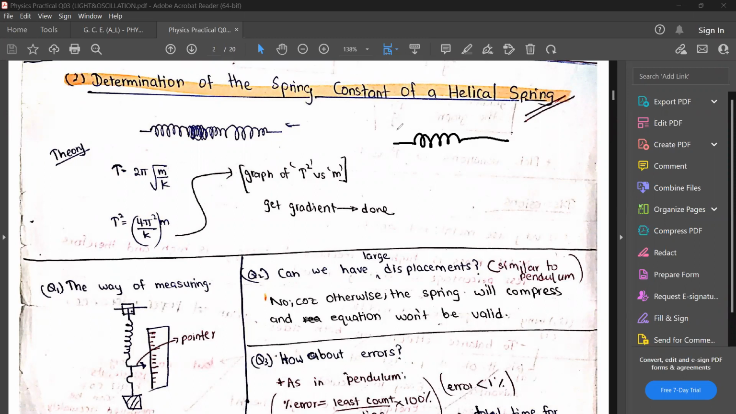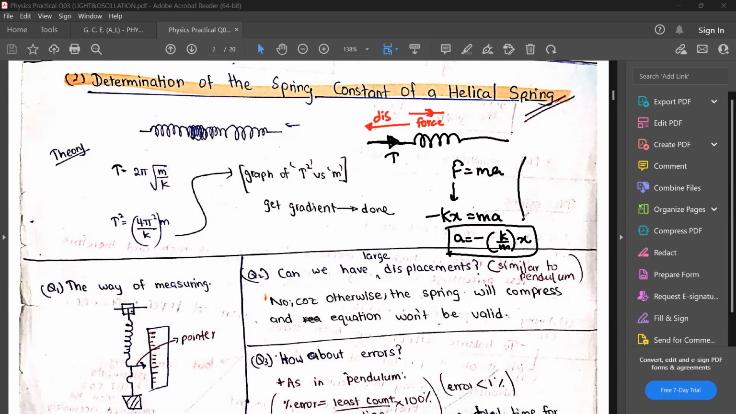If you stretch this helical spring, it will create a tension inwards. That means if you give your displacement this way, the force will be created in the opposite way. Okay, so we can say F is equal to ma, and this F is not kx, it is minus kx is equal to ma. Therefore, a is equal to minus k over m times x.